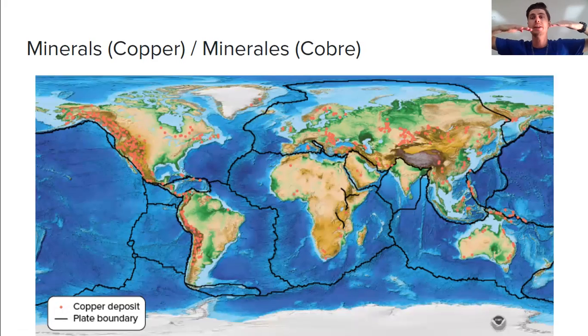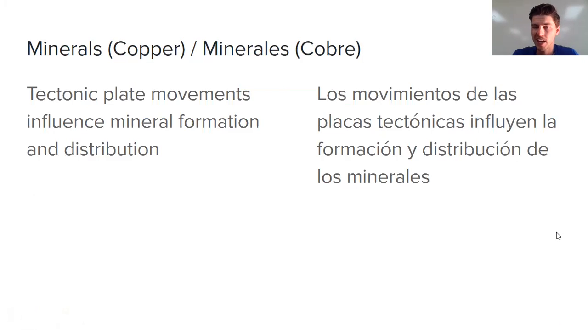A subduction zone is when one tectonic plate slides under another. When this happens, there is a very, very high temperature and a very, very high pressure. These conditions are necessary to form some minerals, like copper. So you may notice that lots of copper deposits are near tectonic plate boundaries. So a key idea could be tectonic plate movements influence mineral formation and distribution.